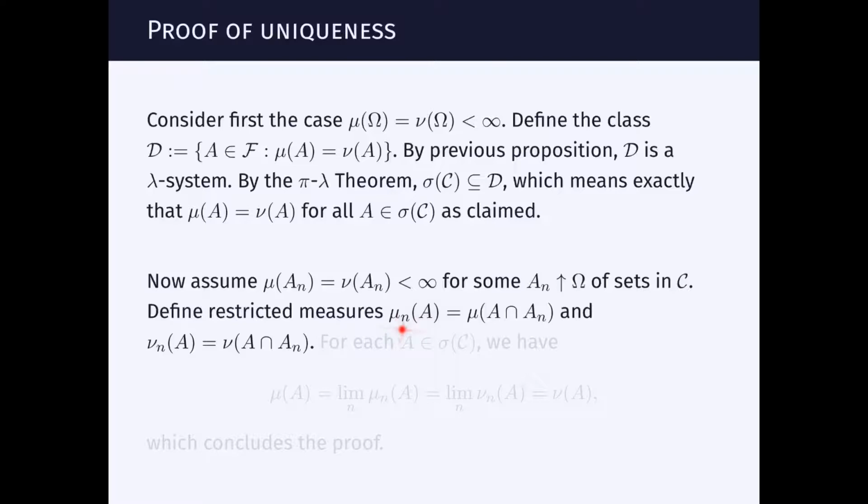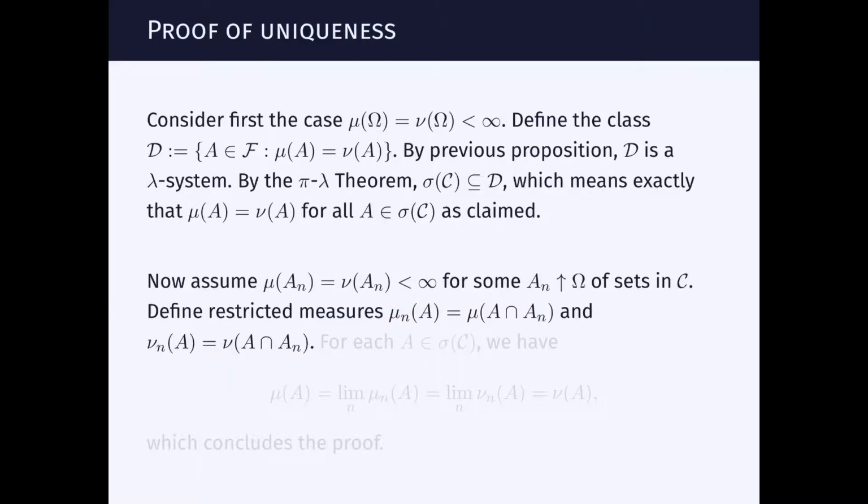For each n, define a measure which is finite, and where mu and nu also coincide on these sets by assumption. Then we're going to define this restricted measure that assigns to every set just the measure of the overlap of that set with this term An in this sequence. So we're defining a sequence of measures mu n and nu n.